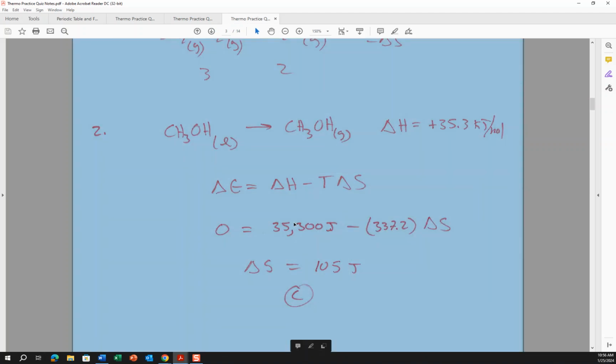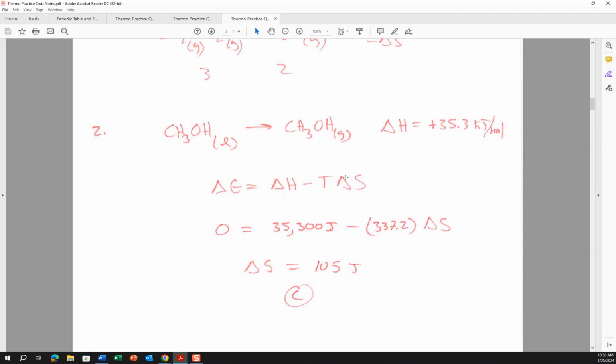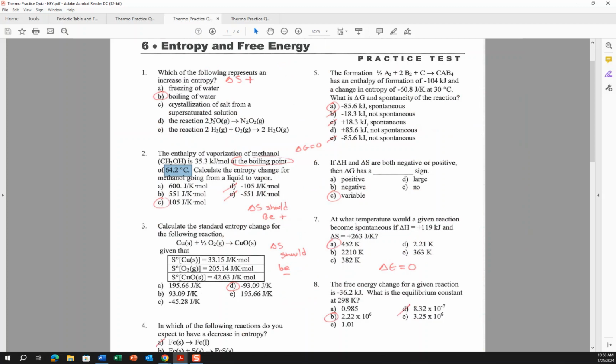So we're just solving for delta S. That's what we're solving for. But this is where we've got to be careful, okay? Notice the S's, and this is usually how it is. Entropies are usually in joules, okay? But delta H's are usually in kilojoules.